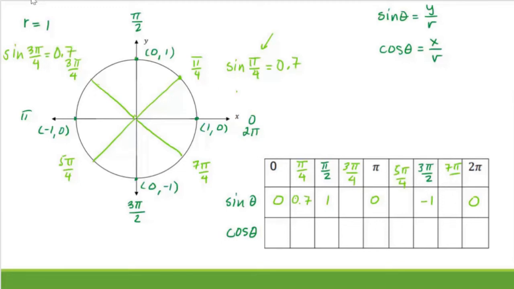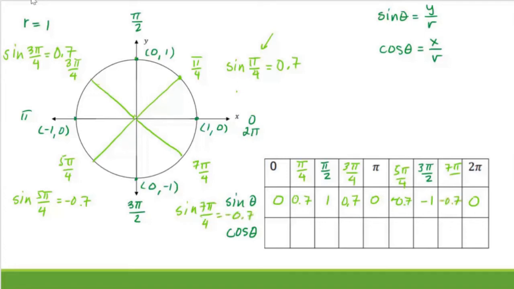We've gone from 0 to 1 through 0.7, and now we're headed back down to 0, from 1 through 0.7, back down to 0. At this point, you can probably guess what the sine of 5 pi over 4 is. But let's try it. The sine of 5 pi over 4 in your calculator is negative 0.7. We moved from 0 to negative 1 through negative 0.7. And finally, the sine of 7 pi over 4, that's also equal to negative 0.7.